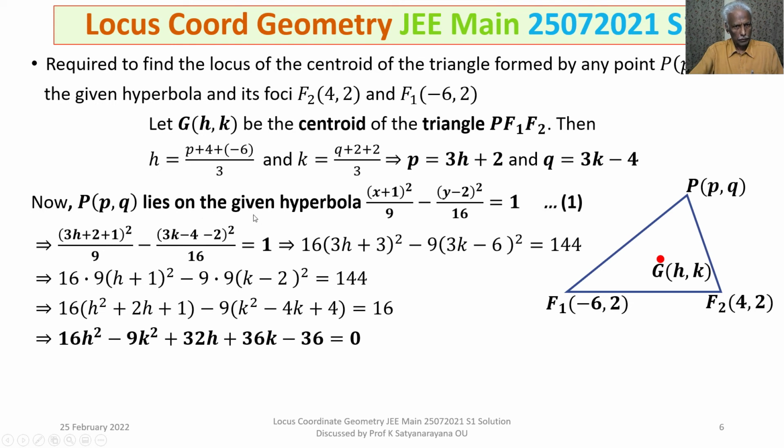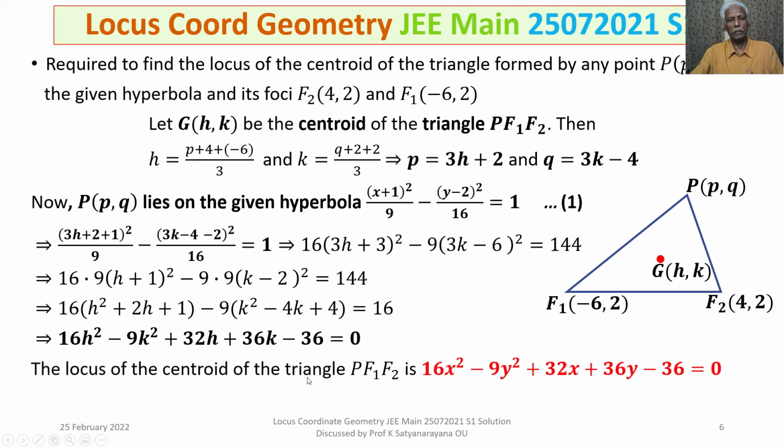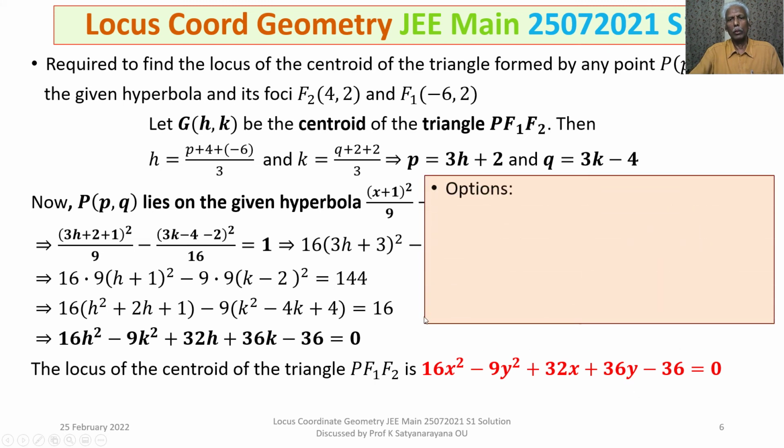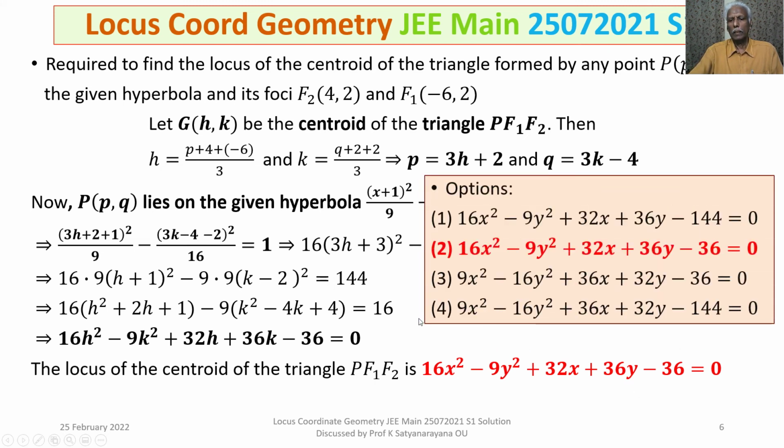So the centroid of the triangle P F1 F2 is given by this equation. So the locus of the centroid of the triangle P F1 F2 is 16x square minus 9y square plus 32x plus 36y minus 36 is equal to 0. Let's look at the options, and our answer tallies with the option 2 there. So our answer is option 2.